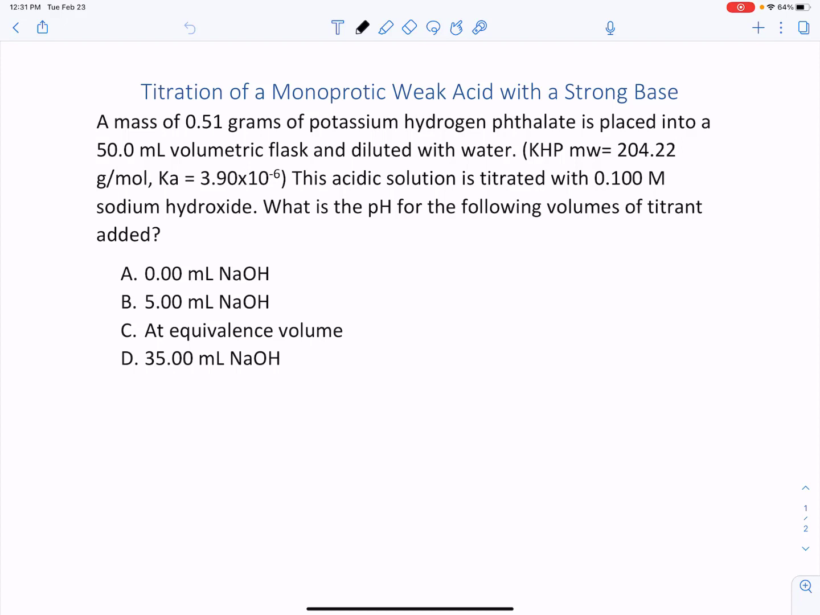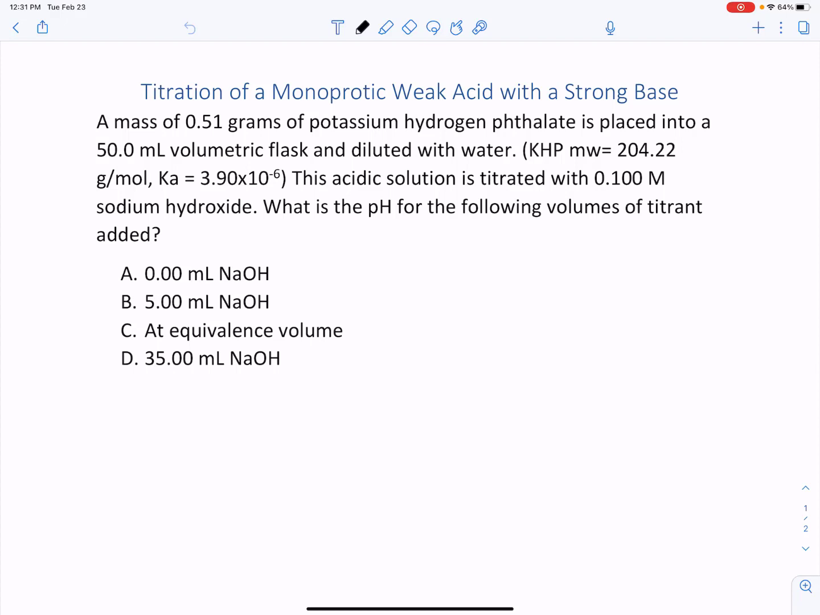Now, we know KHP is an acid, not just because I tell you it's acidic, but because if you're titrating with sodium hydroxide, you should all know sodium hydroxide is a strong base. Therefore, that means that the other species is an acid. But how do we know it's a weak acid? Well, it has a Ka. Anything that has a small Ka value is going to be a weak acid.